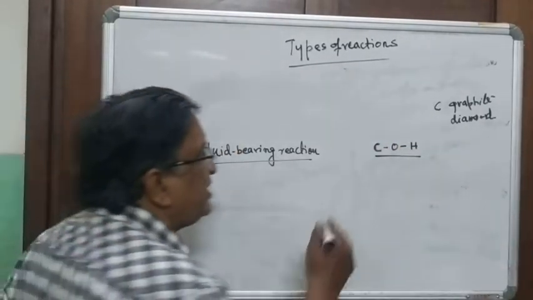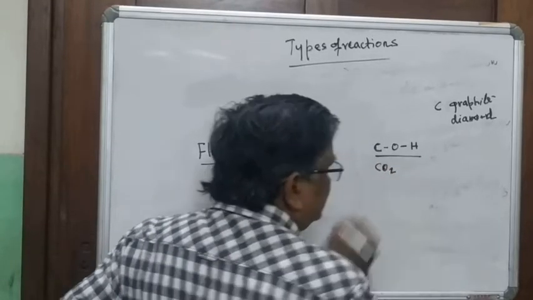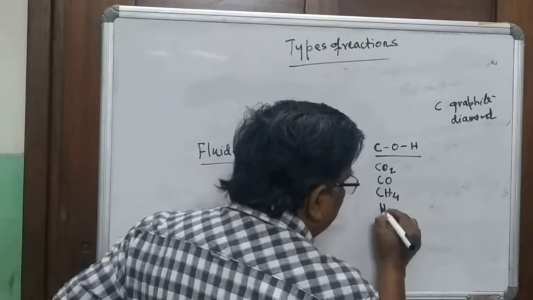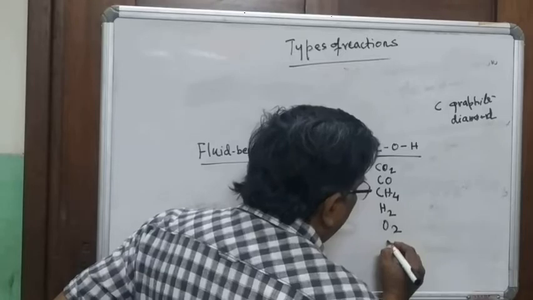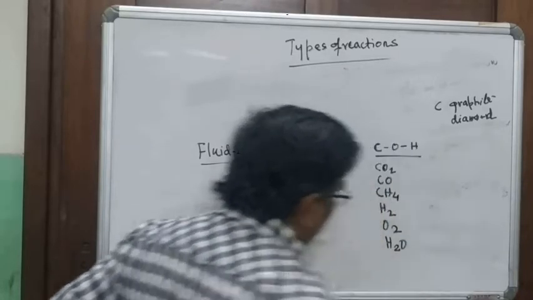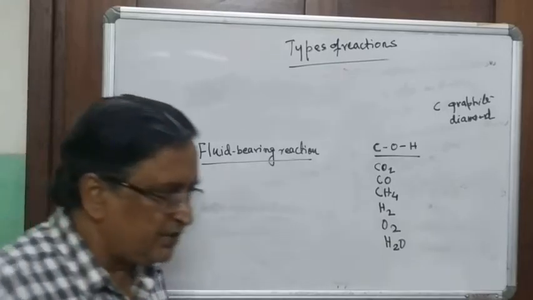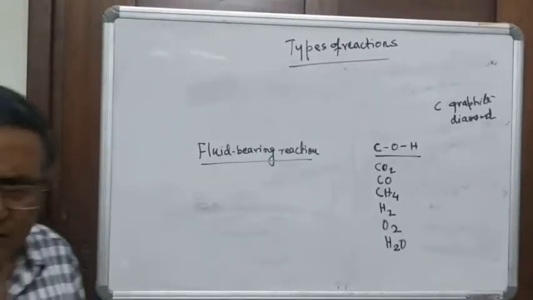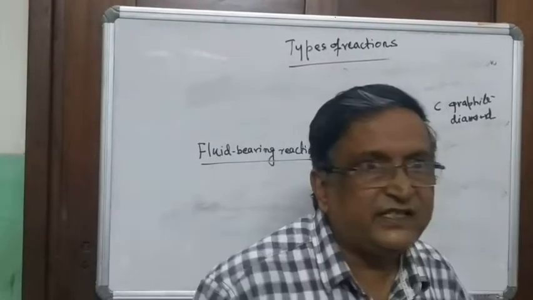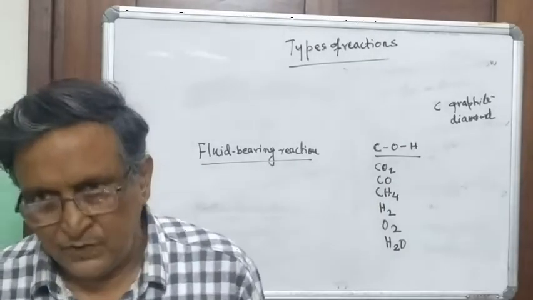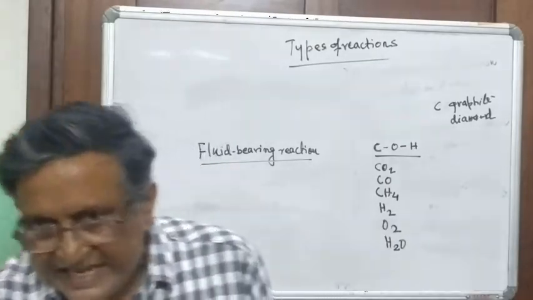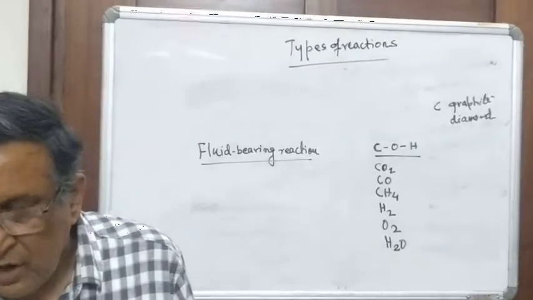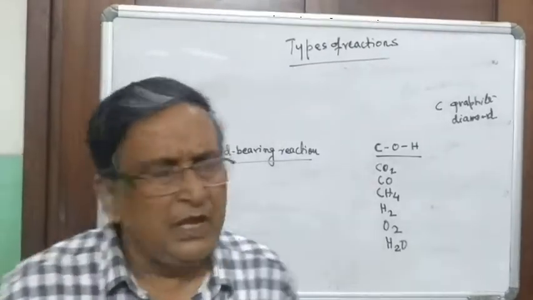Otherwise, the main fluid components are CO2, CO, CH4, H2, O2, and H2O. These are the dominant fluid components in the crust and the mantle. You can say, sir, is that all? I said, no, it's not all. All the fluids that occur in organic chemistry come here in the COH system: alkanes, alkenes, alcohol, benzene, acetic acid, name them, and they come under this system COH.